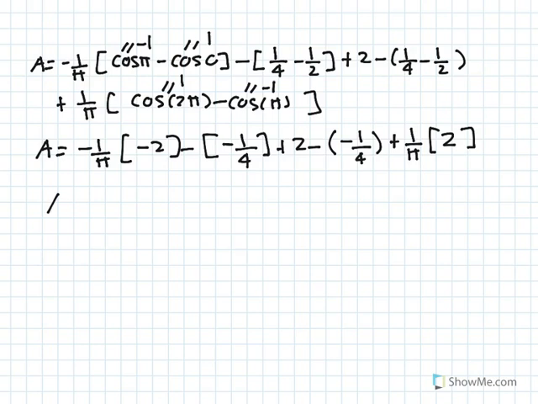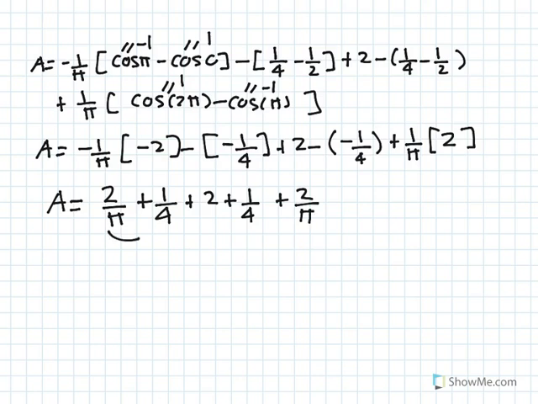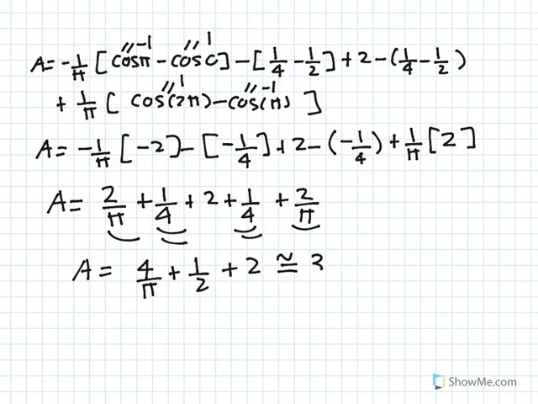Very easy to make mistakes. You've got to do this really carefully. So the double negative, negative 1 over pi times negative 2, that's 2 over pi, double negative again, plus 1/4, plus 2, minus is plus, double negative is 1/4, plus 2 over pi. So we got 2 over pi plus 2 over pi, that's going to add up to 4 over pi. We got 1/4 plus 1/4, that's going to add up to 1/2, plus 2. If you decimalize this, that's going to give us 3.77.